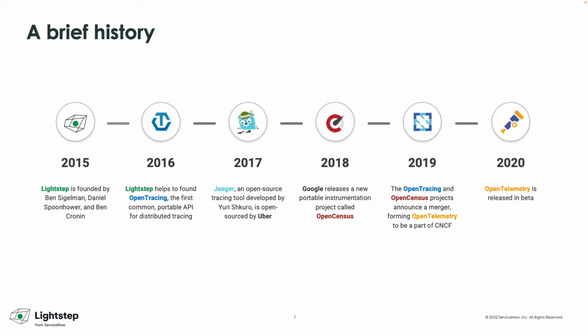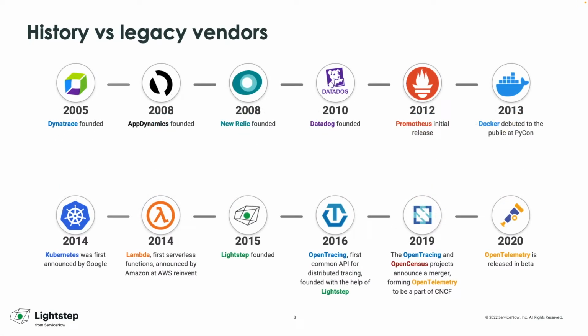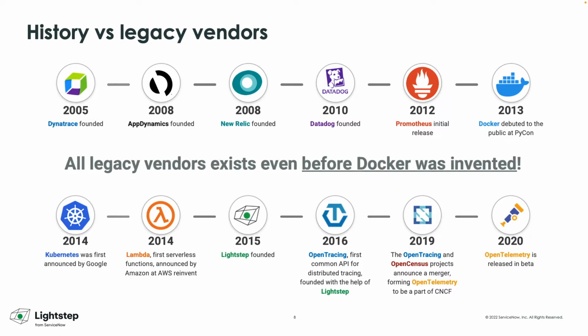If you compare the history of OpenTelemetry with the history of historical vendors, we can see that the majority of the historical vendors like Dynatrace, Datadog, Prometheus, were founded far before OpenTelemetry was done. And in fact, they were even founded far before Docker was invented, meaning that these vendors were not working on the same architecture and with the same, I would say, targets than what OpenTelemetry is targeting.